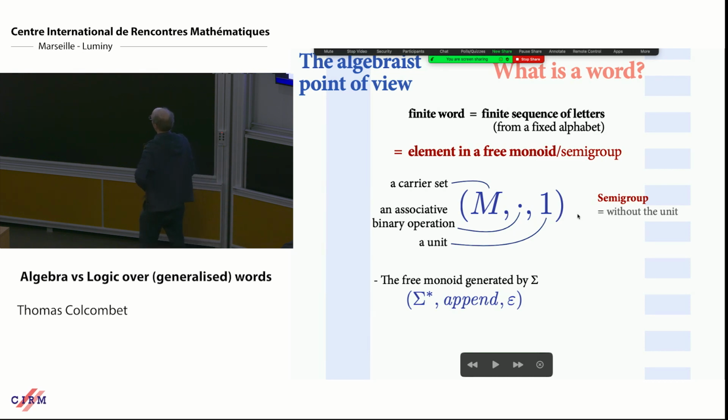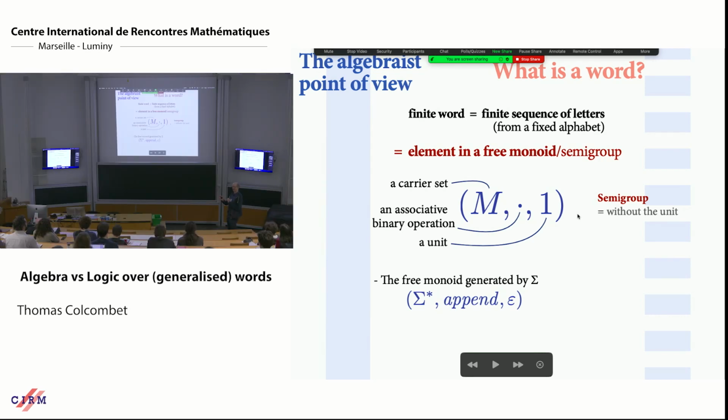The first example is, of course, the free monoid, consisting of all words over the alphabet sigma, with the concatenation or append operation, and the empty word as a unit. But you have other examples. Typically groups are special cases of monoids. But you have also other ones that do not look at all like groups. For instance, the maximum over a sequence of numbers: there is no way you can invert this operation.